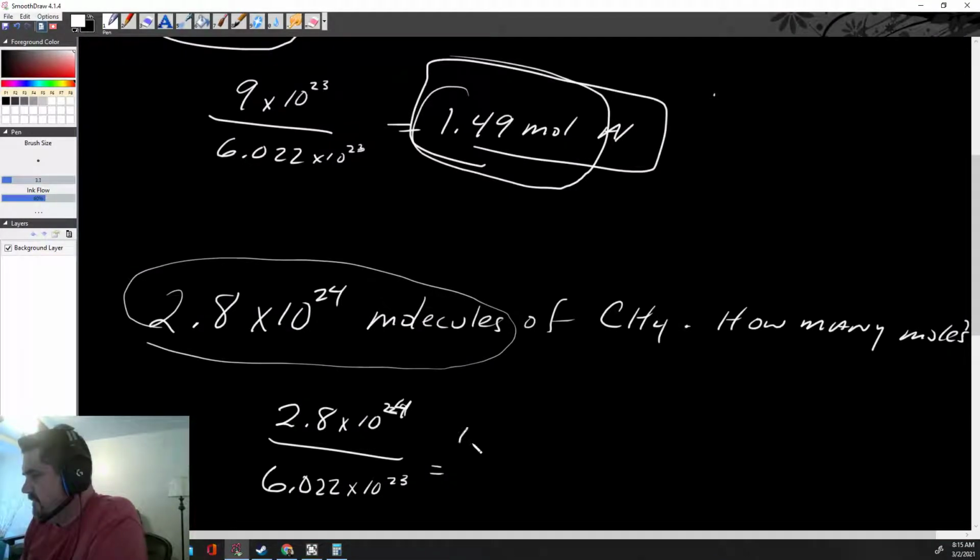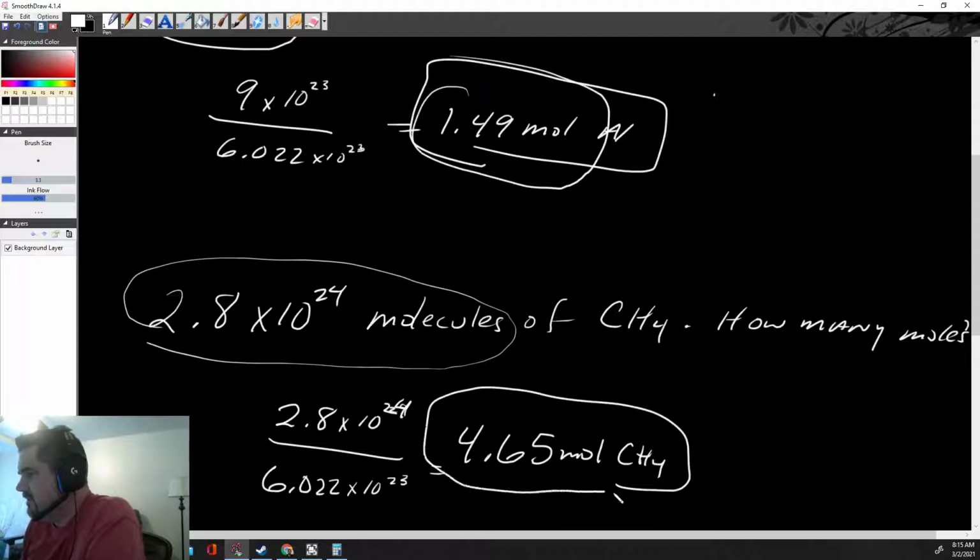So 4.65 moles of CH4. That's how many moles we would have if you had this many molecules of it.